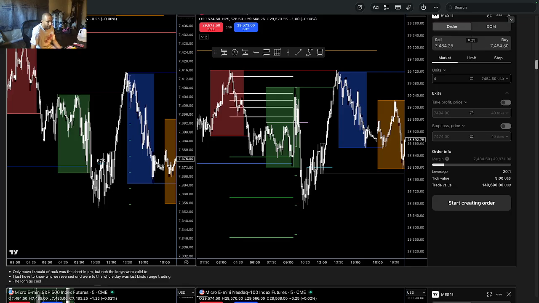But these longs down here were not bad, honestly. I think that they were, based off the sweep of the OTE and the 4-hour order block, a very high probability setup.